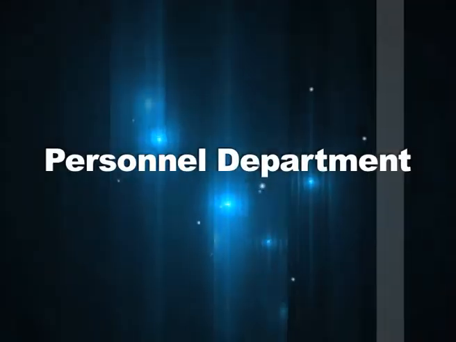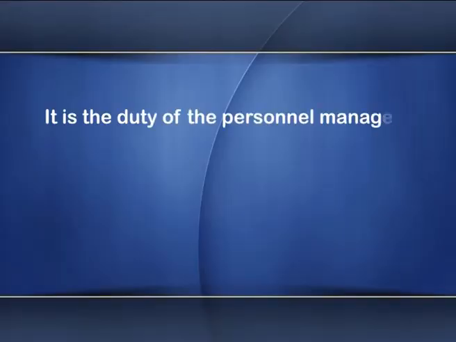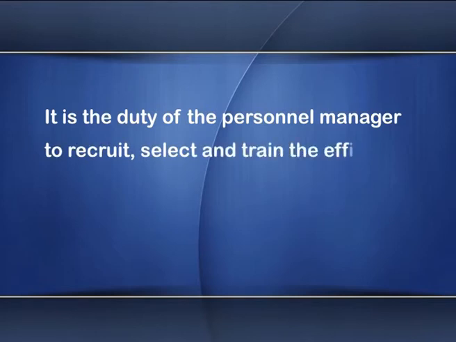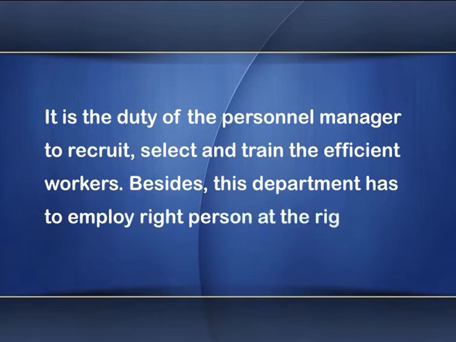In a big organization, generally there are 5 departments for accounting and control of labor costs. Number 1, the personnel department. This department is also known as the human resource department, which is headed by a personnel manager. It is the duty of the personnel manager to recruit, select and train efficient workers. Besides, this department has to employ the right person for the right place.